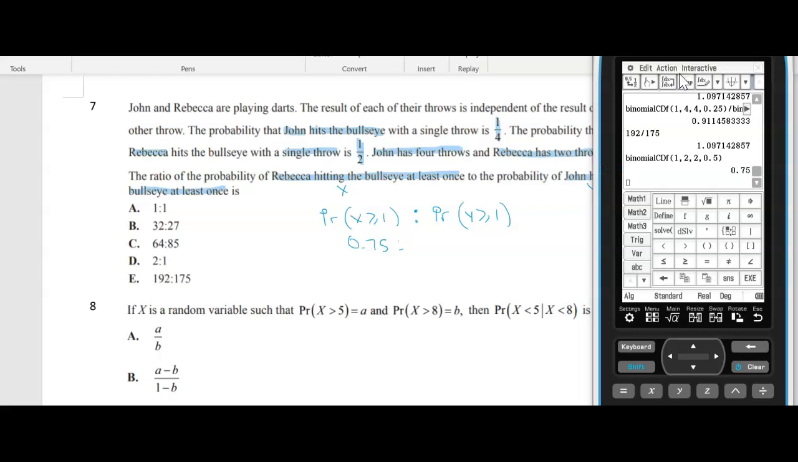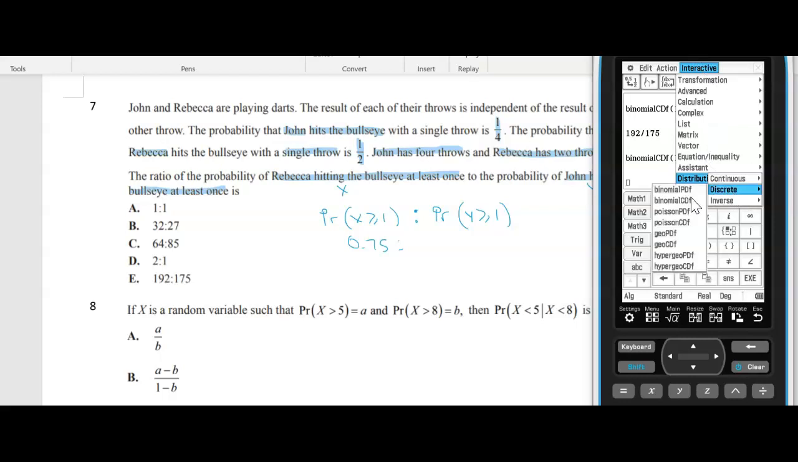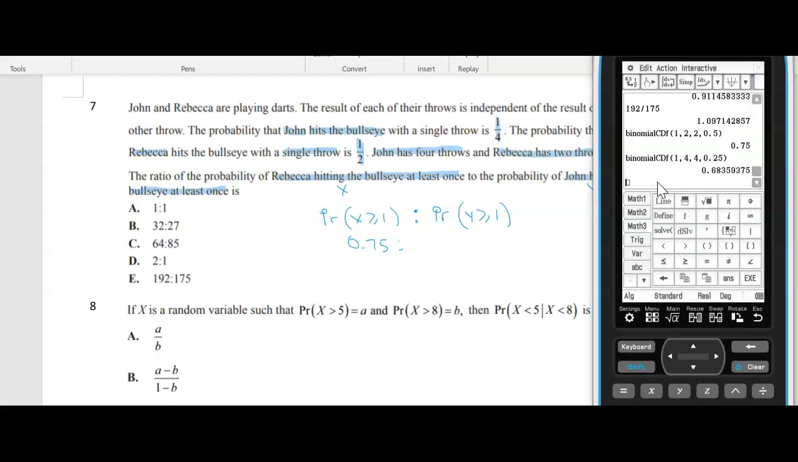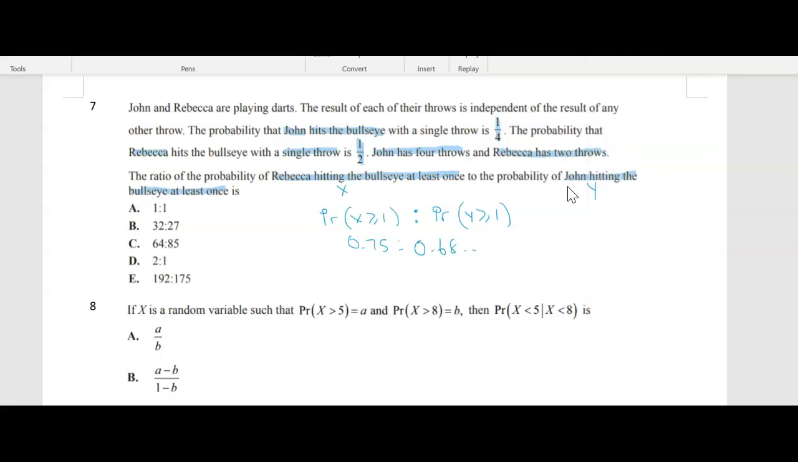Where's my calculator again? Okay, and let's do John. He wants at least 1, but he's got 4 throws, so his upper limit is 4. Number of trials is 4, and his probability of success is 0.25. I've got this on standard, so it's probably a terminating decimal, I'm thinking. 0.6, whatever it is. 0.68, and so on.